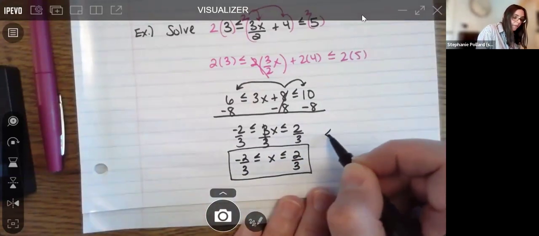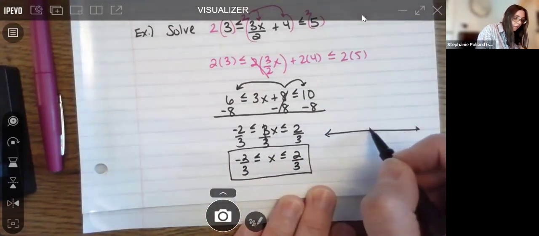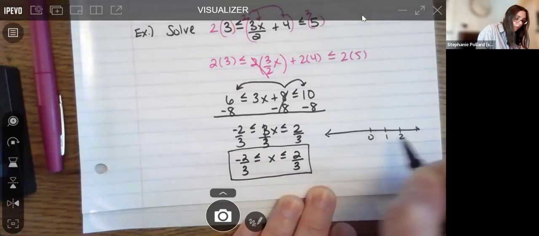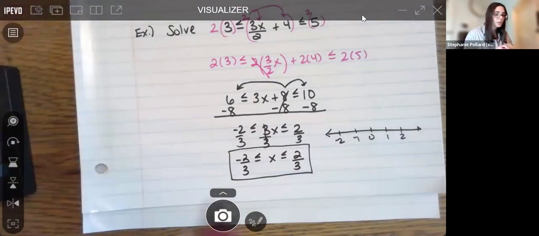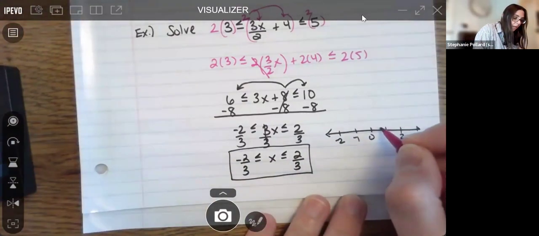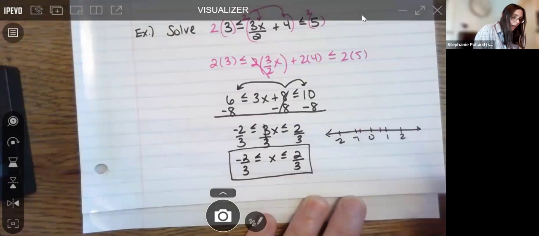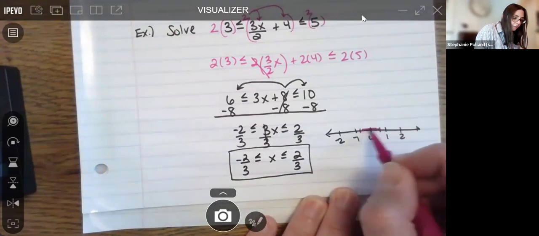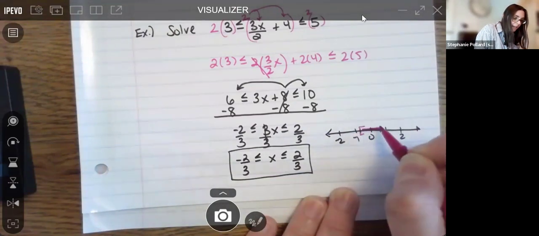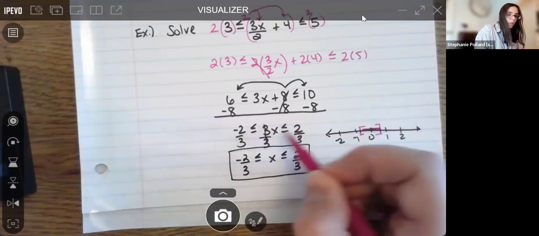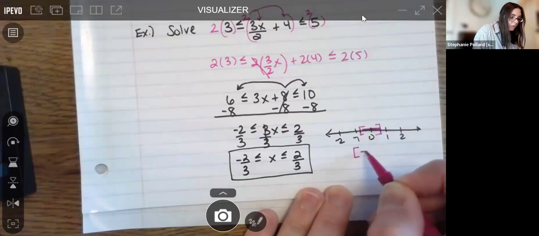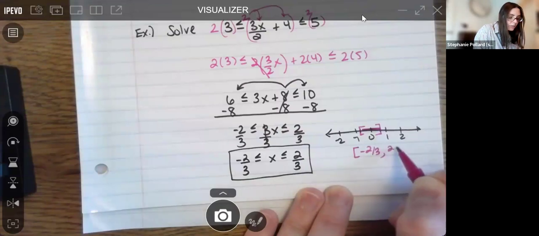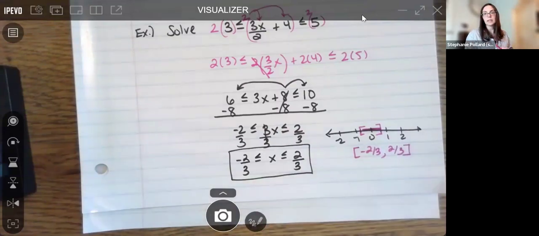If I wanted to graph this, well, 2/3 is not quite 1, right? So it's maybe about like here, and then negative 2/3 is about right here. So I'm graphing in between. And both sides would end up with brackets in this case because I have the equal sign in both cases. And then for interval notation, it would be negative 2/3, comma 2/3, again, with brackets on both sides.